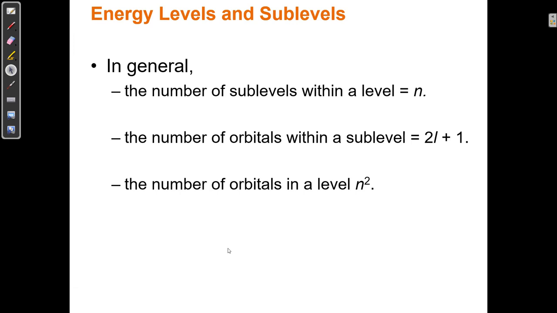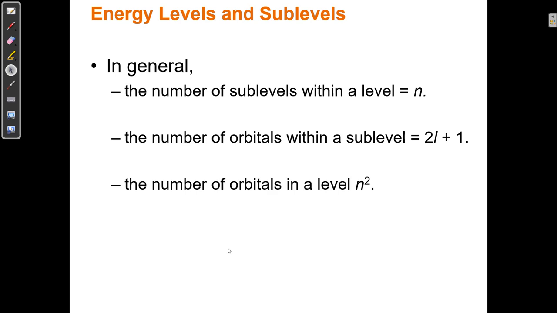So the number of sublevels within a level is equal to the principal quantum number n. So how many sublevels are there in n equals 1? 1. How many sublevels are there in n equals 2? 2, and so on. The number of orbitals within a sublevel is equal to 2L plus 1.